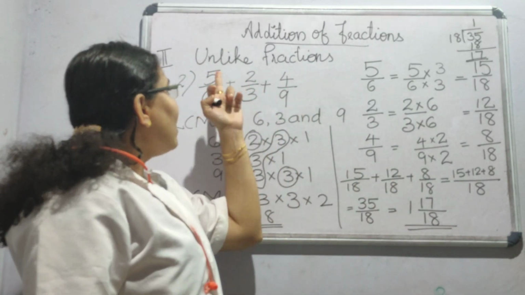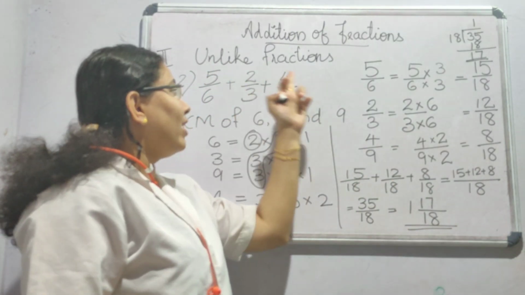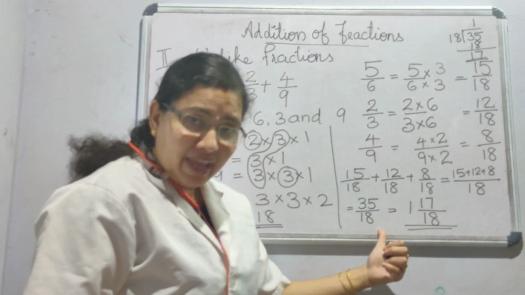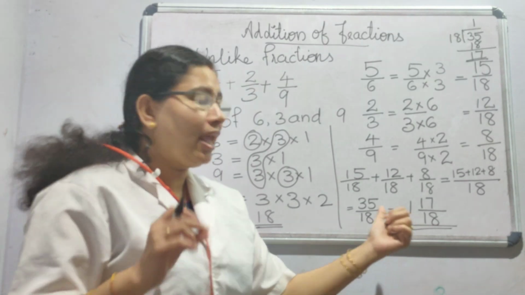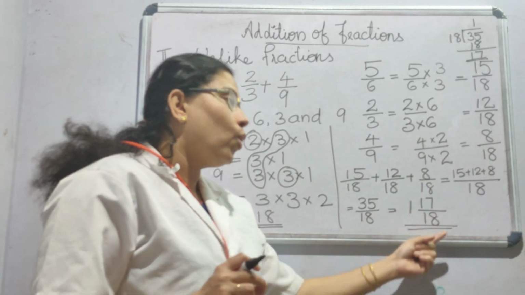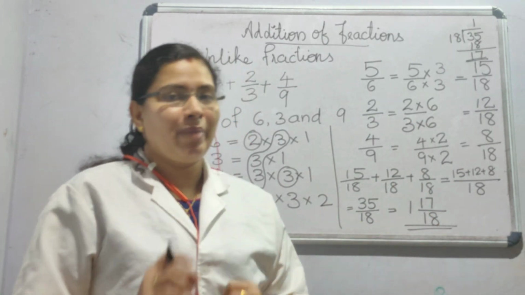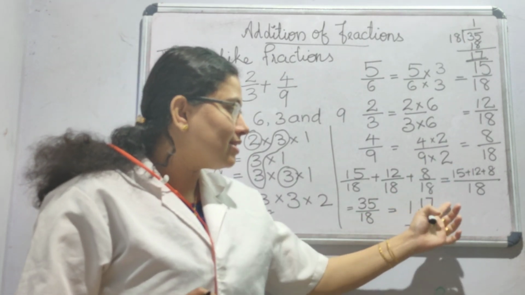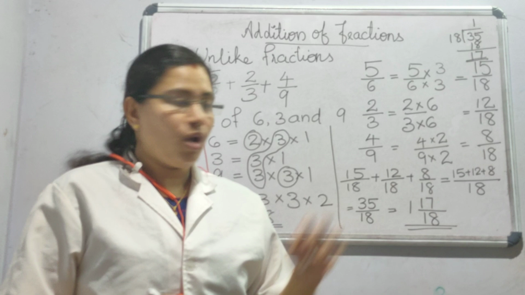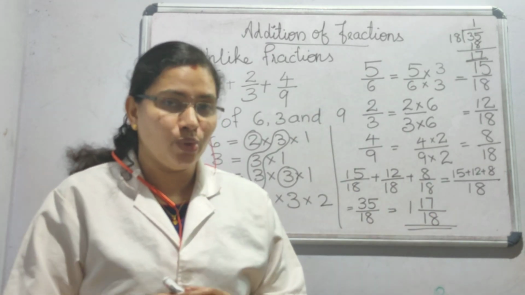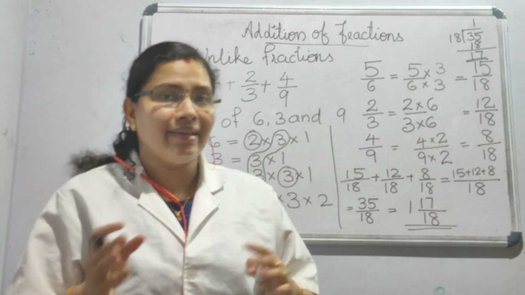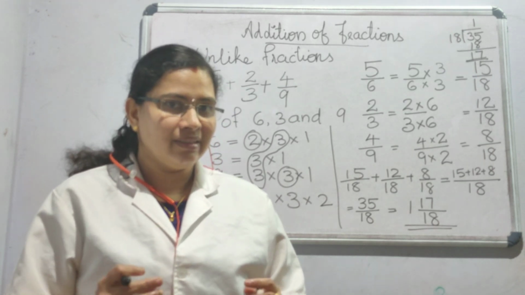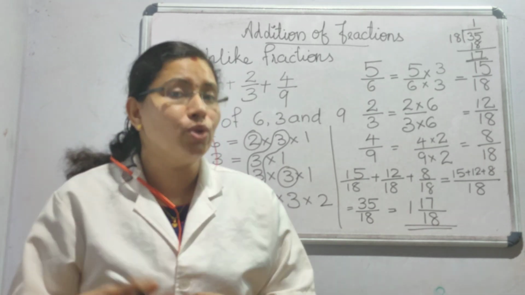So when we add 5 by 6, 2 by 3 and 4 by 9, we get 35 by 18. Since it is an improper fraction, we can convert it into a mixed fraction. So that I'll be getting it as 1 17 by 18. Hope you understood how to add the fractions. Is it clear? Okay, you have to try more questions.